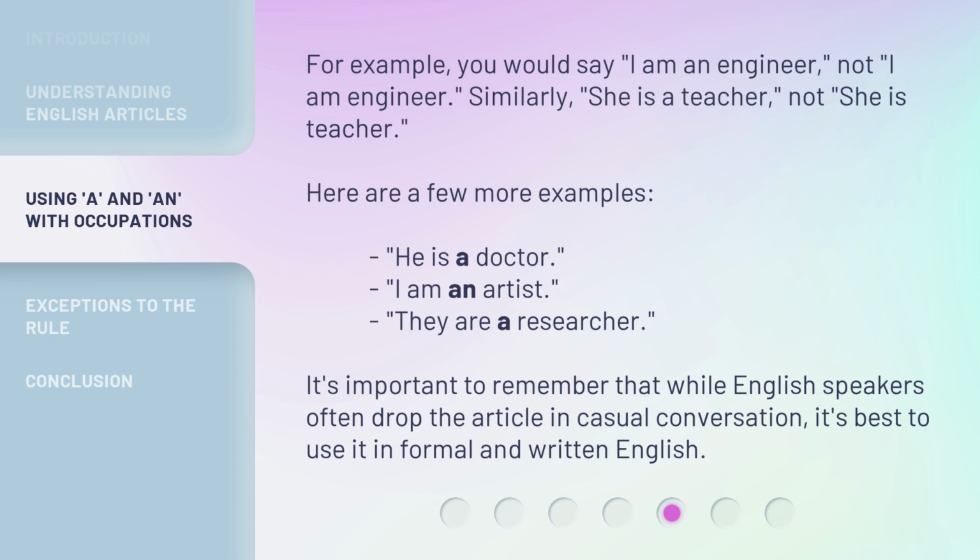For example, you would say, I am an engineer, not, I am engineer. Similarly, she is a teacher, not, she is teacher. Here are a few more examples. He is a doctor. I am an artist. They are researchers. It's important to remember that while English speakers often drop the article in casual conversation, it's best to use it in formal and written English.